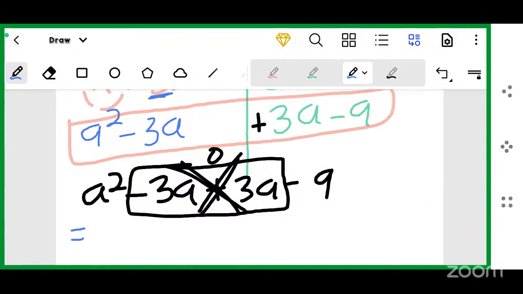Okay, let me just put it like this. So now you said that's 0. So, let me say it's existing. So we're going to have a squared minus 0. What is a squared minus 0?